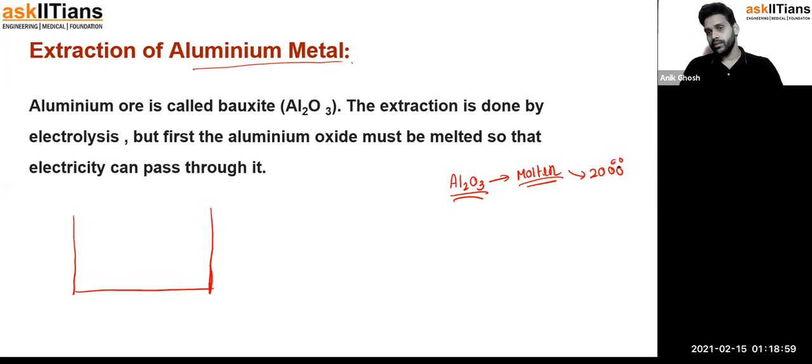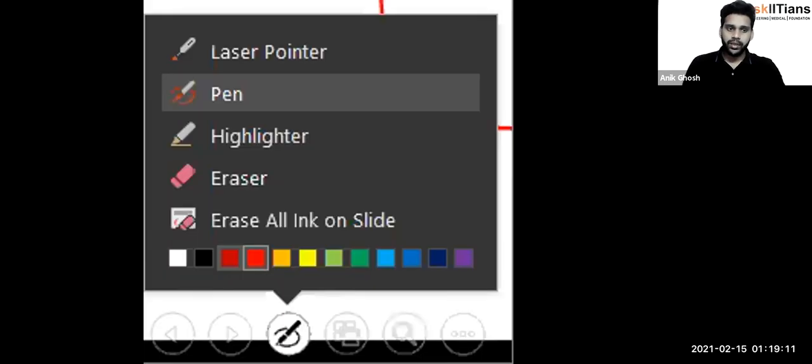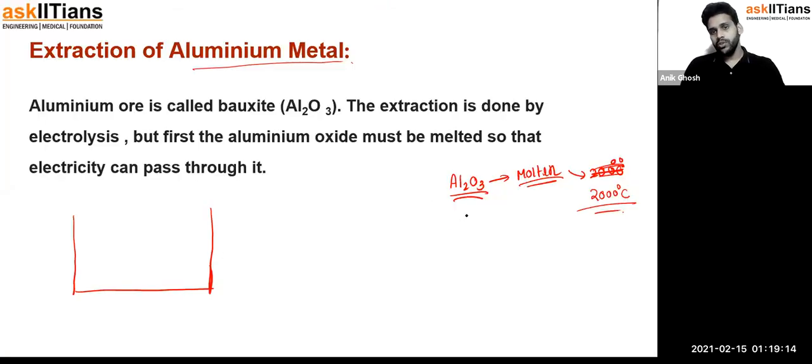Sorry, 200 degrees centigrade. Let me think. 2030, isn't it? 2000 degrees centigrade, which is a very high value. But you can do one thing. If you use some cryolite and another substance called fluorspar, cryolite and some fluorspar with this alumina, what would happen is this value comes down.